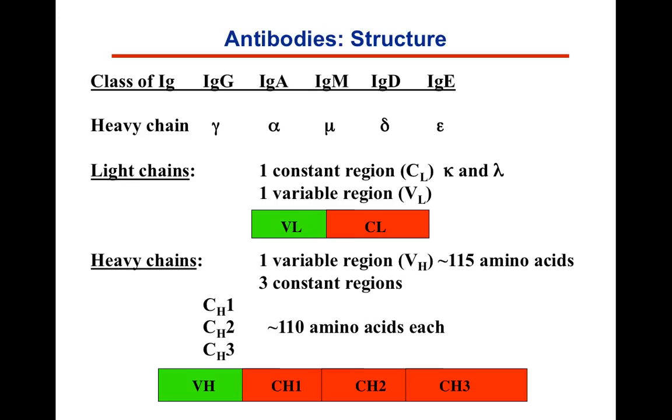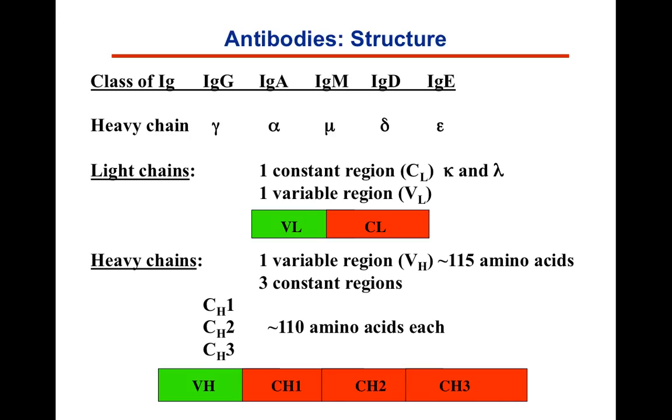Now, if we look at the antibody structures a little more closely, the class, G, A, M, D, and E, is all based on the heavy chain. The heavy chain for IgG is gamma, for IgA is alpha, for IgM is mu, for IgD is delta, and for IgE is epsilon. So these are the different heavy chains that are available. The light chains come in two flavors, kappa and lambda. Actually, depending on the mammal, they may have more kappas than lambdas. But these are two different types of light chains that can be available.